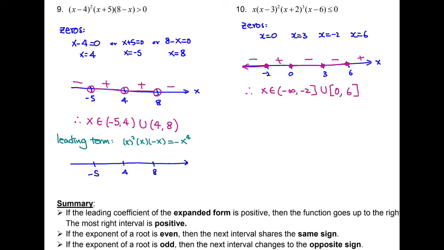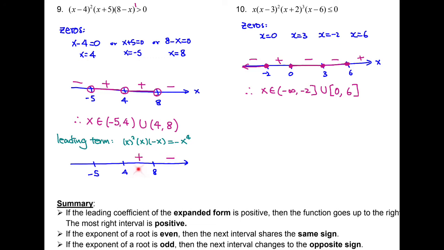Since the leading term has a negative 1 as a leading coefficient, and if the leading coefficient is negative, that means the most right-hand side interval is going to be negative. Next, from the most right-hand side interval to go to the next interval on the left, we have to go through the root 8. And root 8 is coming out from this bracket, and the exponent is an invisible 1. If the exponent is odd, that means we have to switch the sign. So negative will be switched to positive.